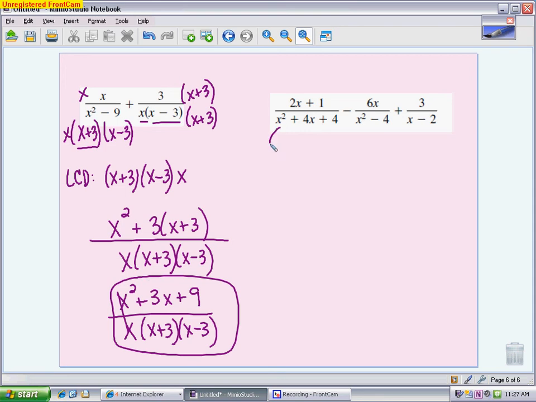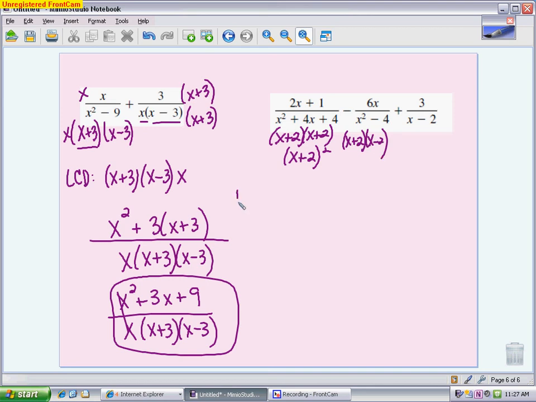This is x plus 2, x plus 2. And it is a little easier to help us in this process to write it as x plus 2 squared. That will help us identify the least common denominator. This is x plus 2, x minus 2. And that last one doesn't need to be factored.